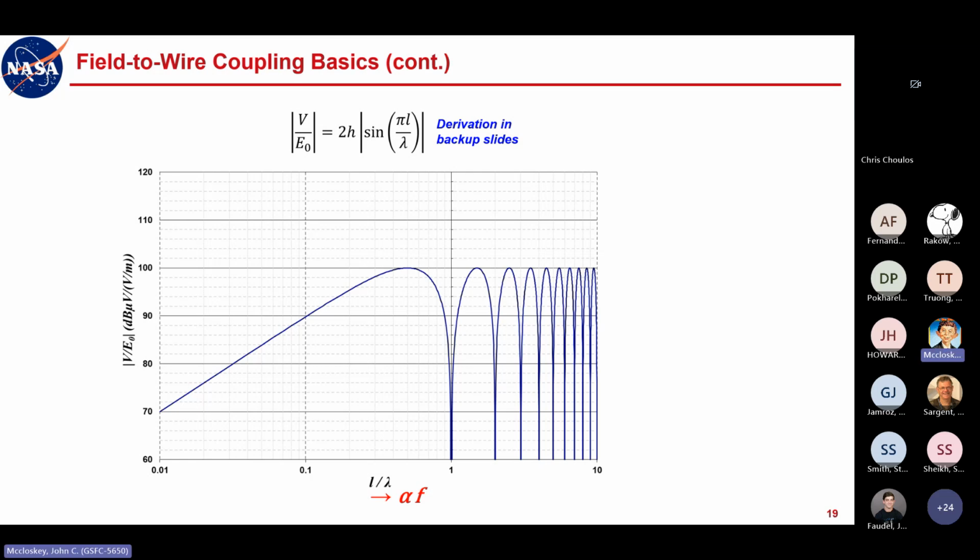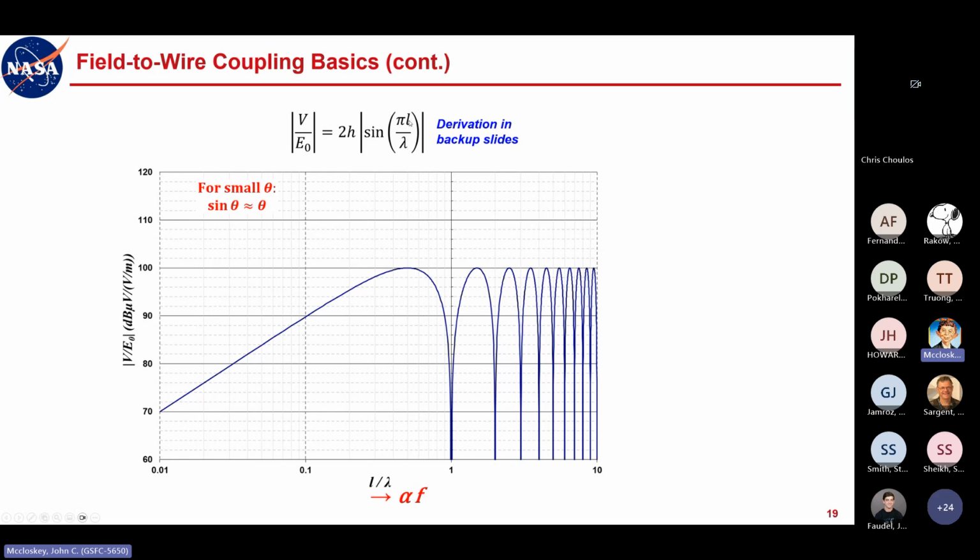But this is the equation you get: 2 times the height above the ground plane, and then sine of pi times L over lambda. So if we just look at this piecemeal, I always like to look at simplifying cases that can help you make more sense out of what looks like a complicated equation. For small theta, sine of theta in radians approximately equals theta.